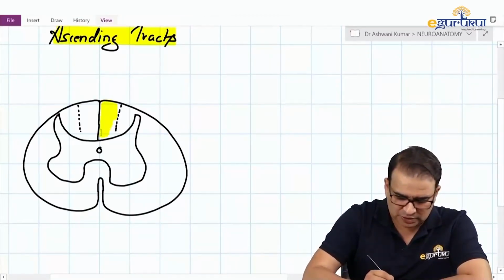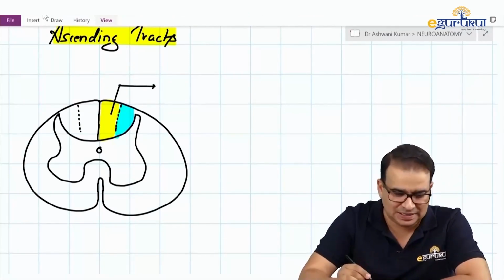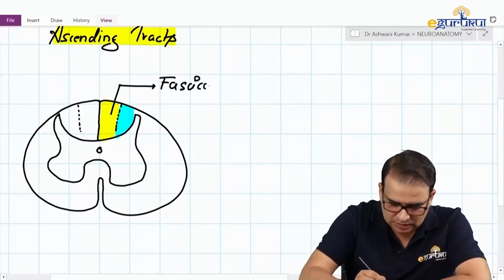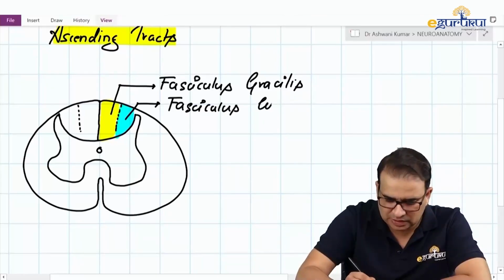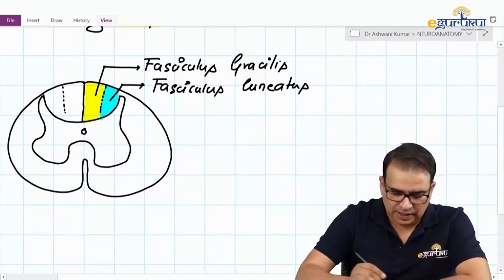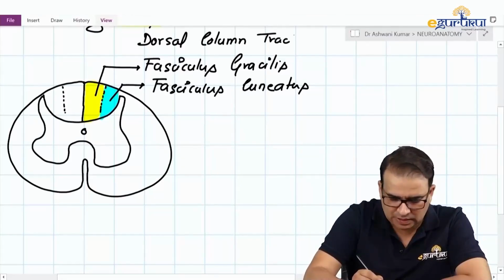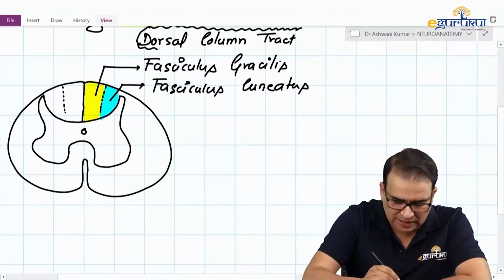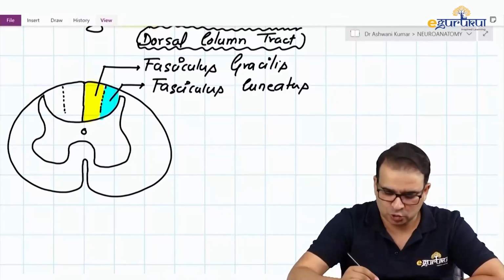So in the dorsal aspect of the spinal cord, we have a tract which is called the dorsal column tract, and this dorsal column tract has two components. The one which is medially placed is called the fasciculus gracilis. And here we have the fasciculus cuneatus. Fasciculus gracilis and fasciculus cuneatus. Together they are referred to as the dorsal column tract because they are occupying the entire dorsal aspect of the spinal cord. If you see this, everything in the dorsal aspect is occupied by these tracts, so we call it the dorsal column tract. Fasciculus gracilis and cuneatus, the two bundles you will see in there.